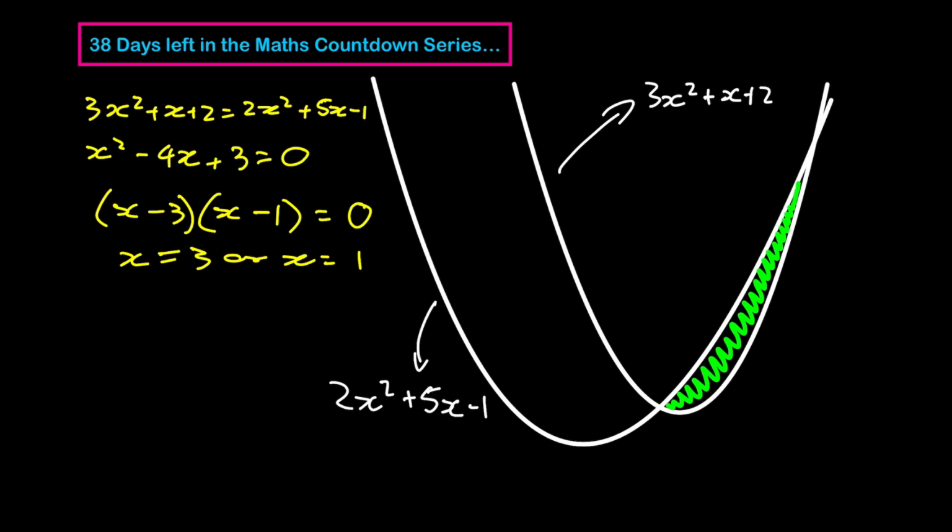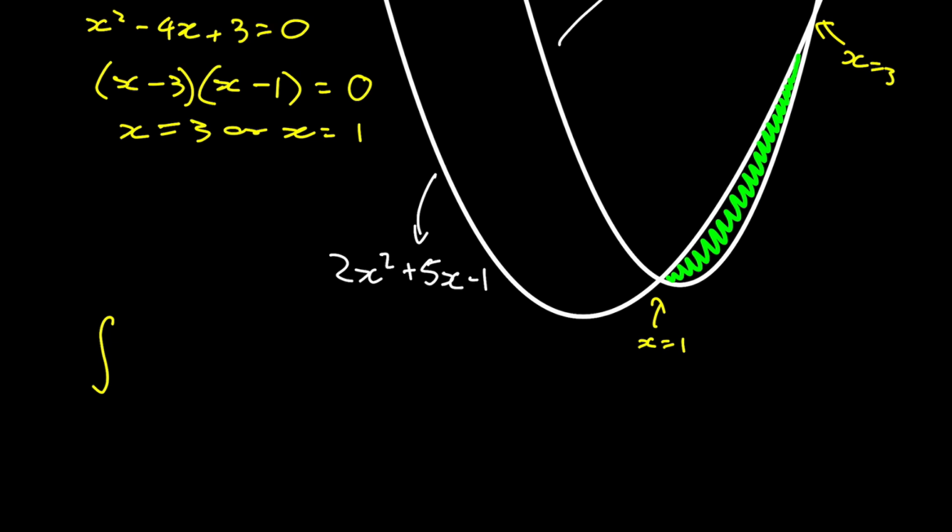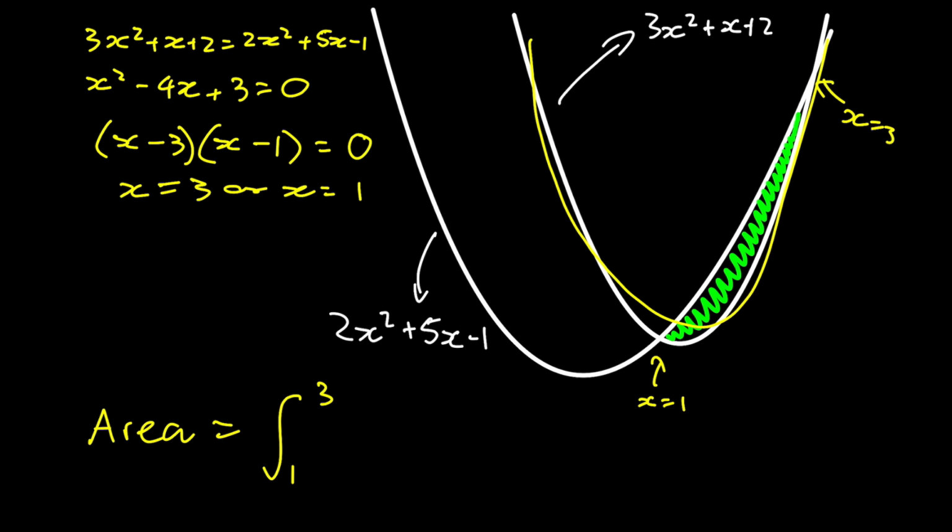Okay. So now, what we've identified is that they intersect at x equal to 3 and x equal to 1. So 1 and 3. So we are finding the area between x equals 1 and x equals 3. So in order to do that, we have to integrate from 1 to 3. And now we take this top curve, subtracted by the bottom curve.